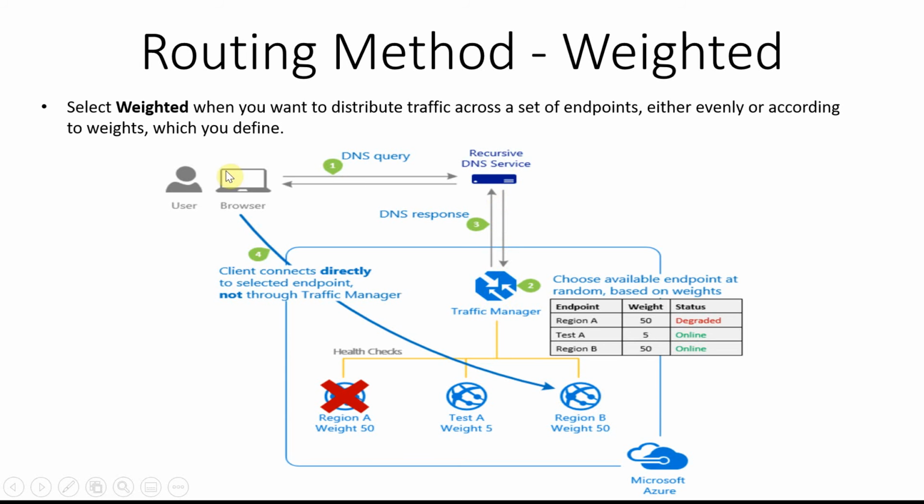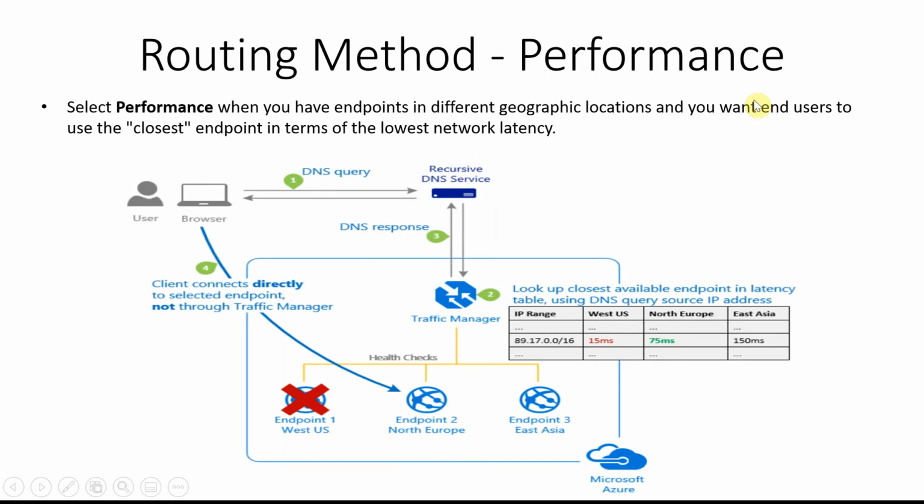To pass the IP address of this region B's endpoint to the browser, so that now the browser will directly contact this one, not for example the others. So that is the weightage aspect.